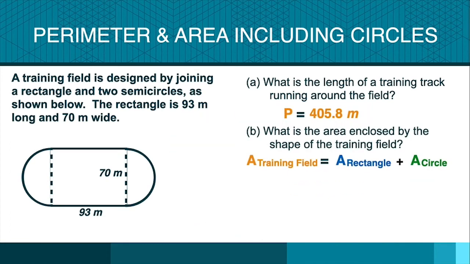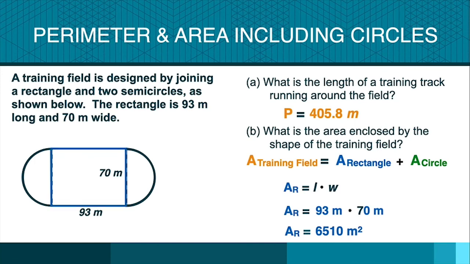To find the area of the whole training field, find the area of the rectangle and the area of the circle to add their values together for the total area. The length of the rectangle is 93 meters and the width is 70 meters, which is also the diameter of the complete circle. Multiply the length by the width to find the area of the rectangle. Substitute the values, 93 times 70, and multiply for an area of 6,510 square meters.